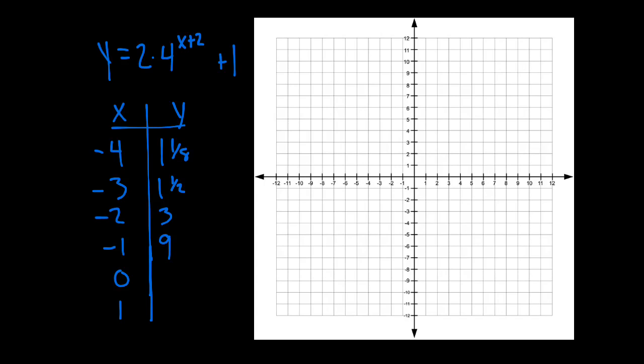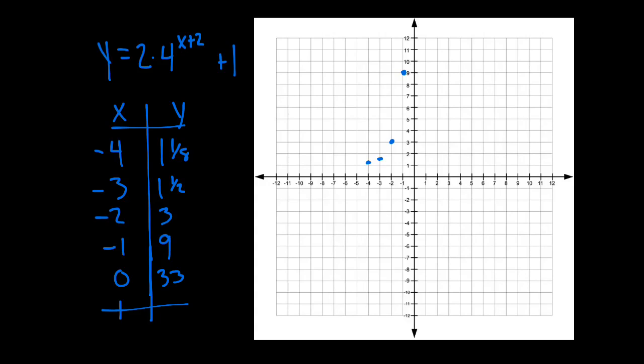So we are already getting close to the top of our graph. Maybe the last two might not fit on there. And plug in 0. 0 plus 2 is 2. 4 to the second is going to be 16. Times 2, 32, plus 1. That gets us up to 33. That's not going to fit. So let's not worry about plugging in 1 down there. So let's plot these. (-1, 9), (-2, 3), (-3, 1.5), (-4, 1 1/8).